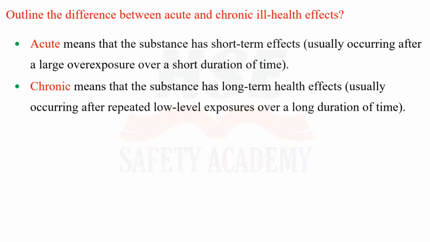Outline the difference between acute and chronic ill health effects. Acute means that the substance has short-term effects, usually occurring after a large overexposure over a short duration of time. Chronic means that the substance has long-term health effects, usually occurring after repeated low-level exposures over a long duration of time.